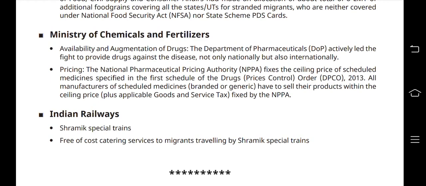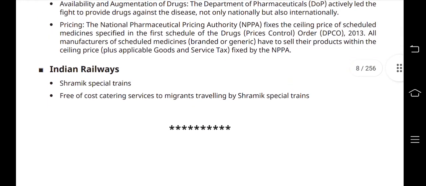Pricing: the National Pharmaceutical Pricing Authority (NPPA) fixes the ceiling price of scheduled medicines specified in the first schedule of the Drugs Prices Control Order (DPCO) 2013. All manufacturers of scheduled medicines, branded or generic, have to sell their products within the ceiling price plus applicable goods and services taxes fixed by the NPPA. Indian Railways: Shramik special trains, with free of cost catering services to migrants travelling by Shramik special trains.